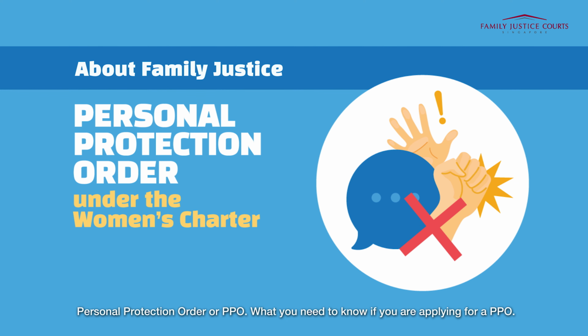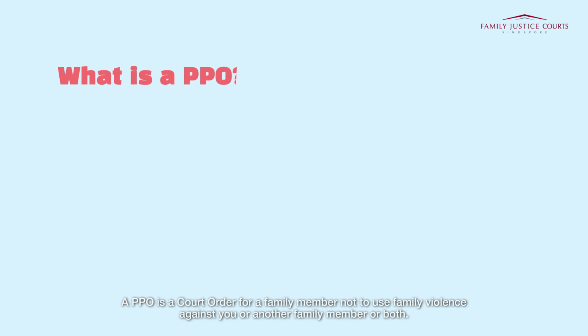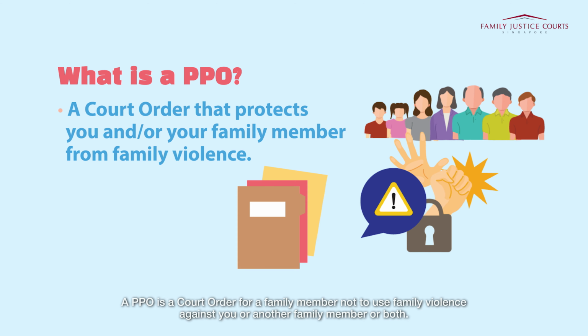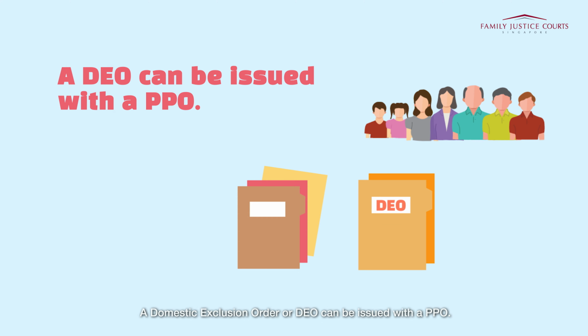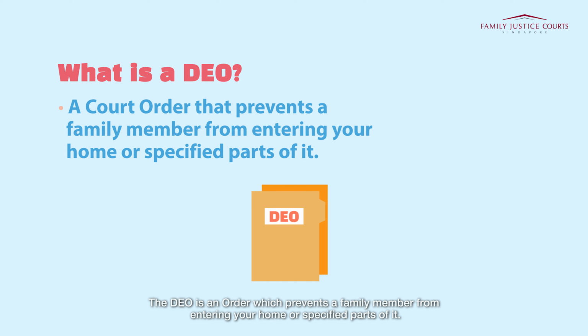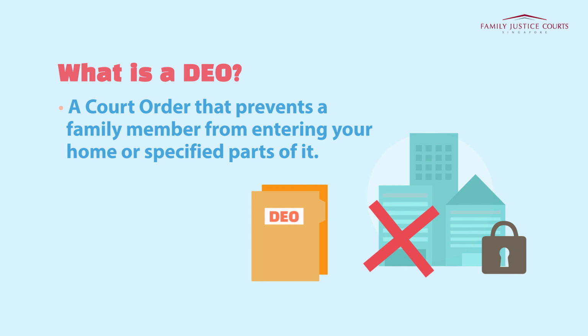Personal Protection Order or PPO. What you need to know if you are applying for a PPO. A PPO is a court order for a family member not to use family violence against you or another family member or both. A Domestic Exclusion Order or DEO can be issued with a PPO. The DEO is an order which prevents a family member from entering your home or specified parts of it.